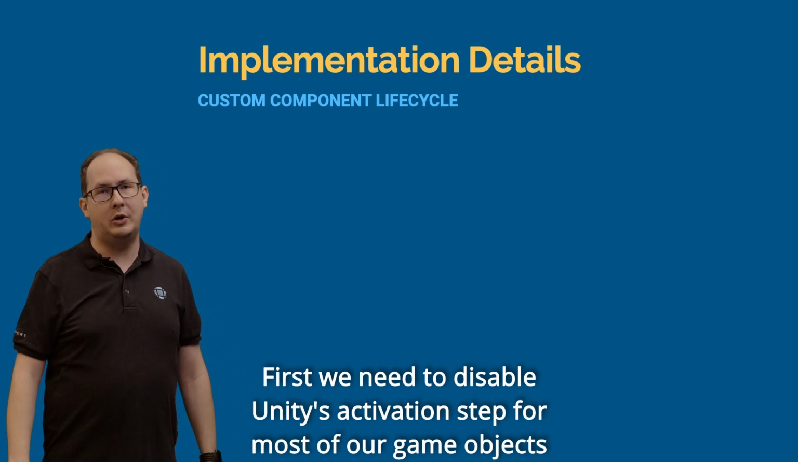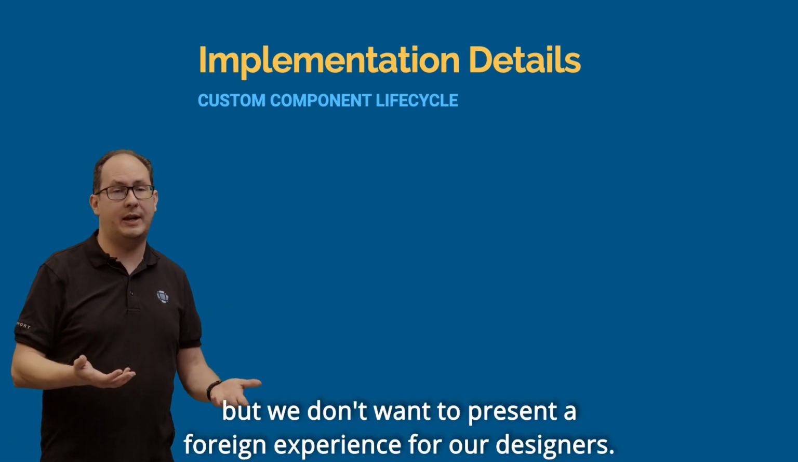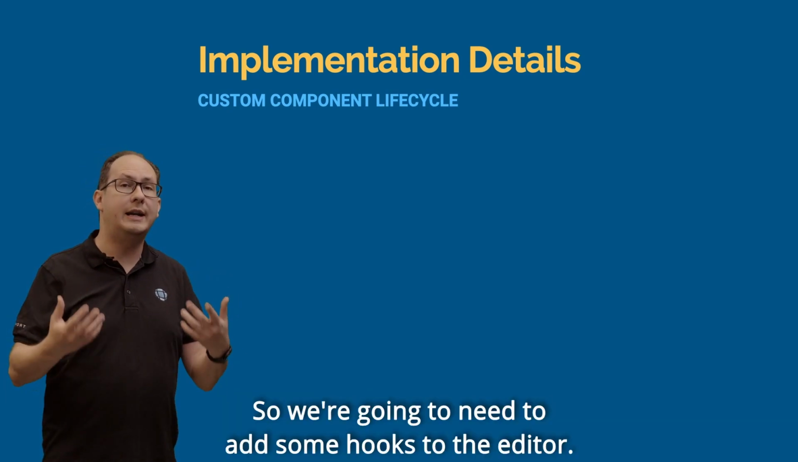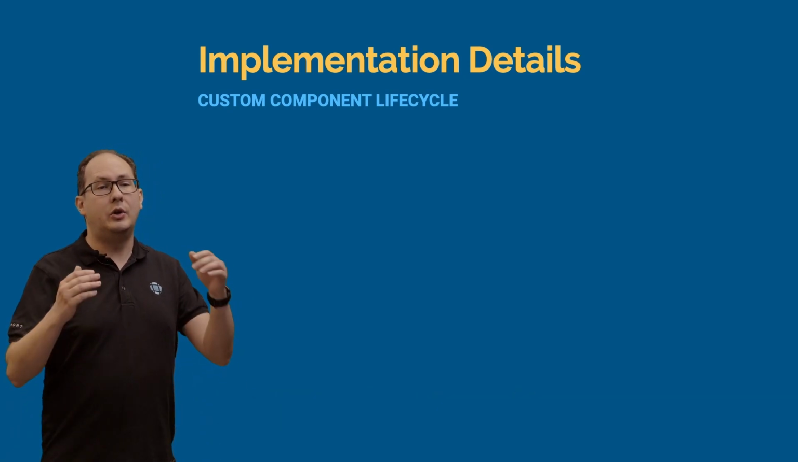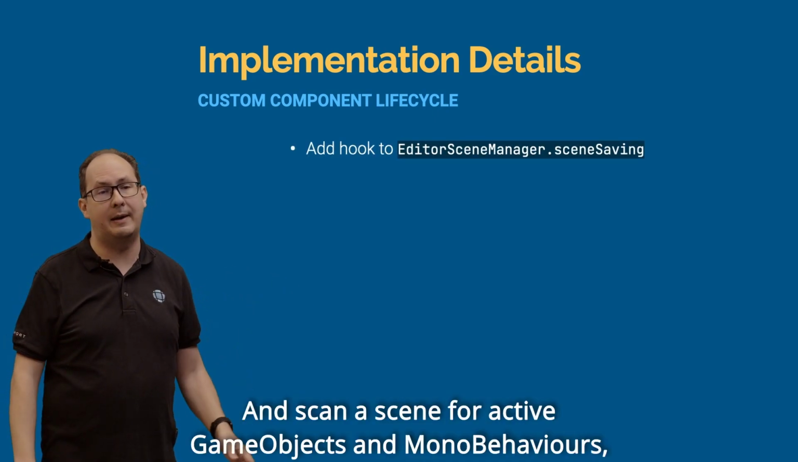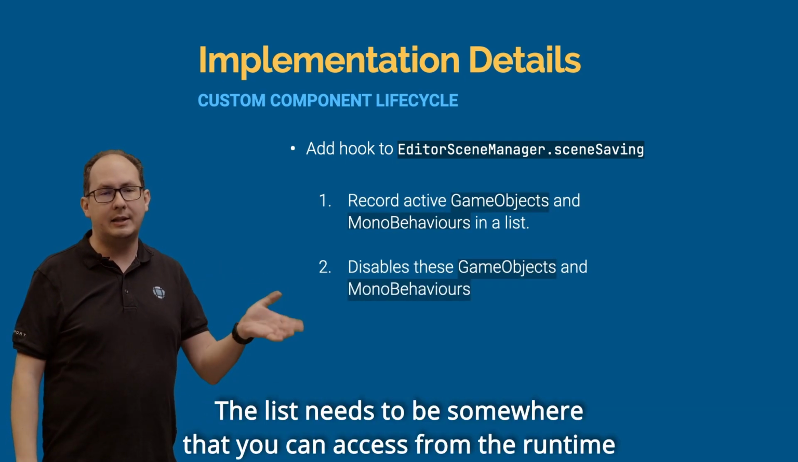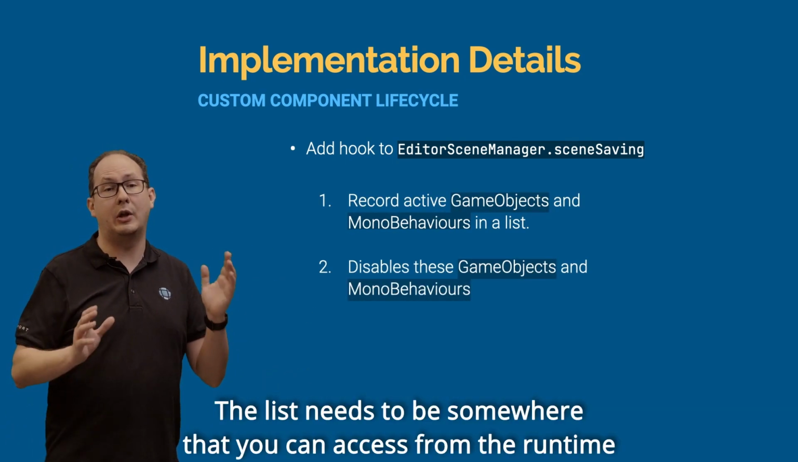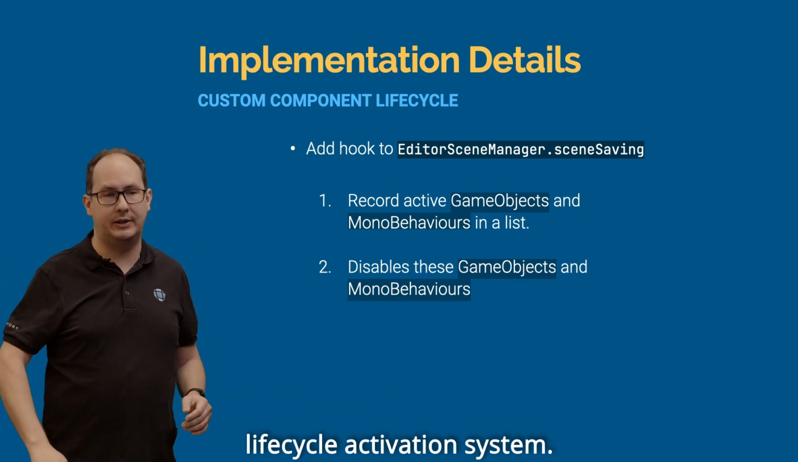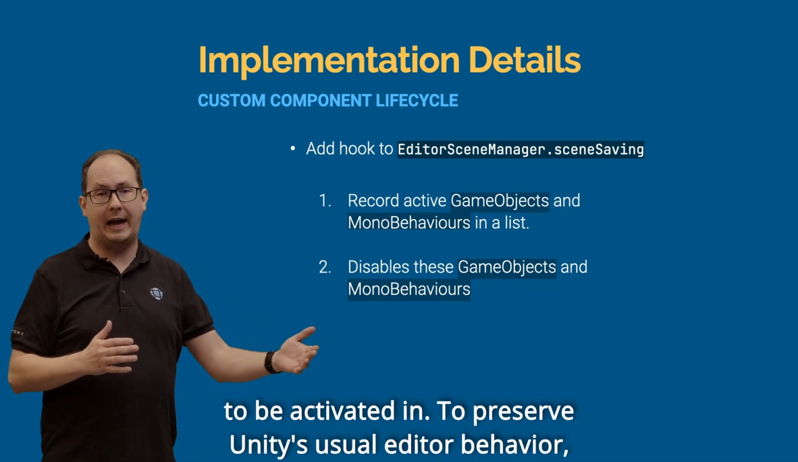First, we need to disable Unity's activation step for most of our game objects and MonoBehaviours, but we don't want to present a foreign experience for our designers, so we're going to need to add some hooks to the editor. You'll need to hook into EditorSceneManager.sceneSaving and scan a scene for active game objects and MonoBehaviours, and you'll have to save these in a list somewhere. The list needs to be somewhere that you can access from the runtime lifecycle activation system. Ideally, you'll want these lists sorted in the order that they're going to need to be activated in.